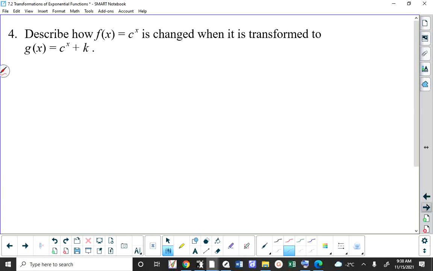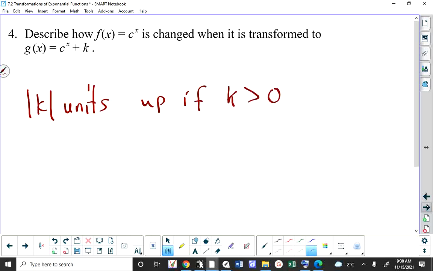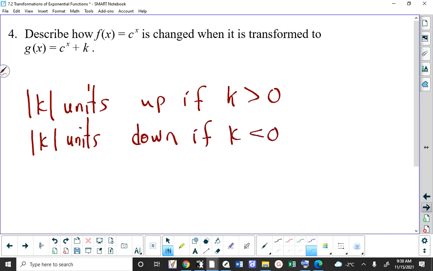Finally, we get to c to the x plus k. Well, there is a translation of k units, and it will be up if k is positive, and it will be k units down if k is negative.